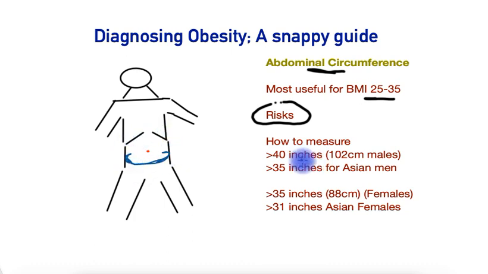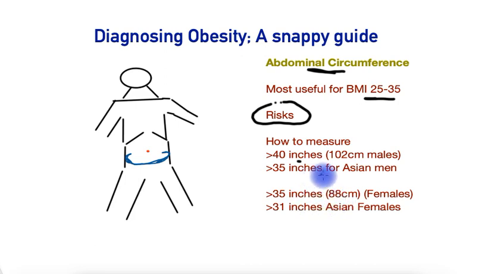In the white population, for a male with an abdominal circumference of 40 inches or greater, there is a very high risk. This is equal to 102 centimeters. And for a white female, it is 35 inches or greater, measuring 88 centimeters.